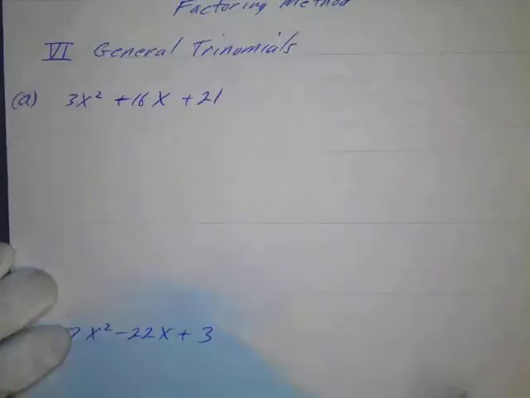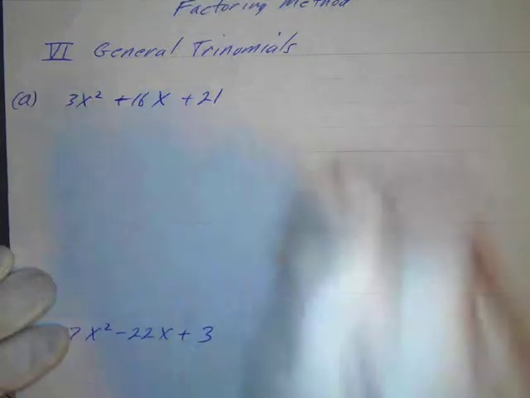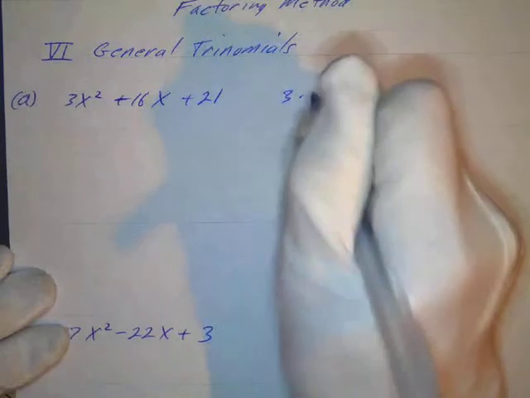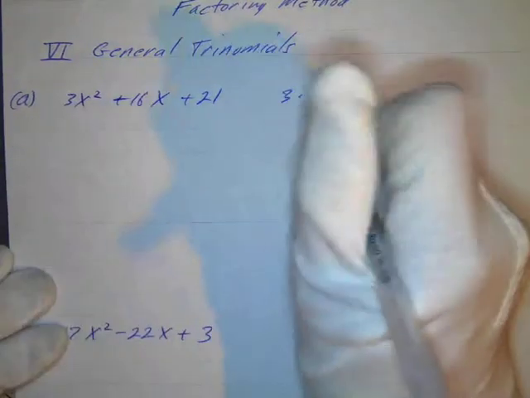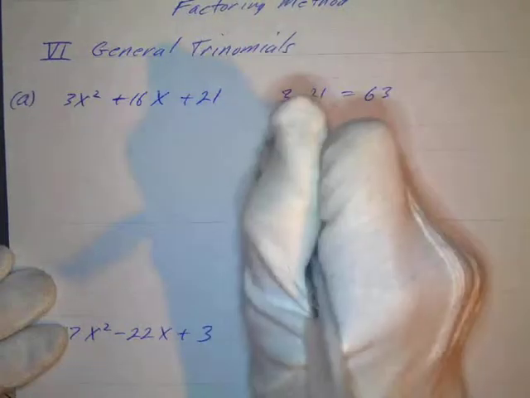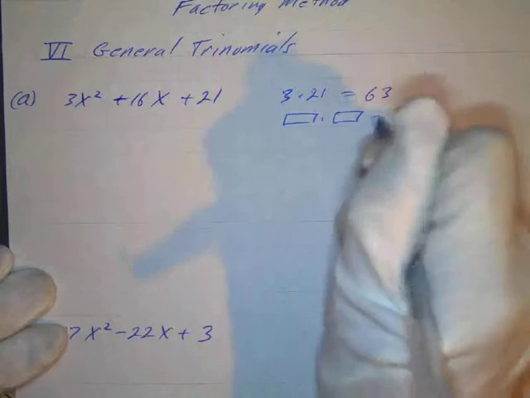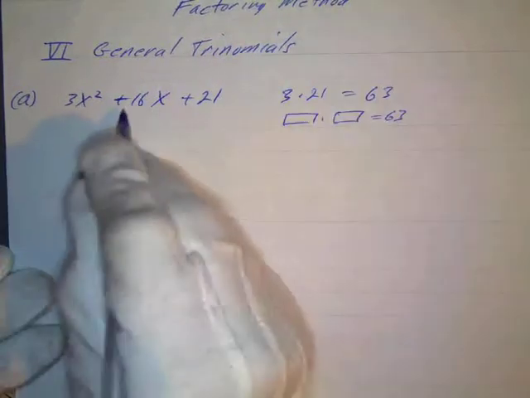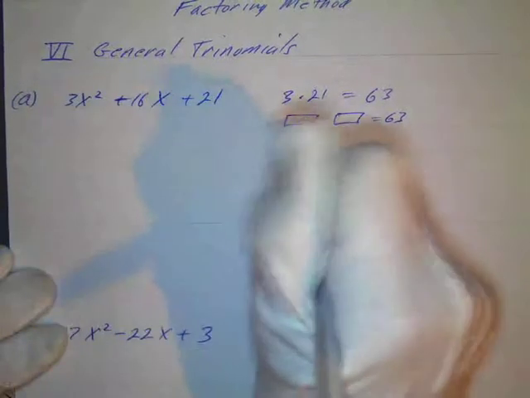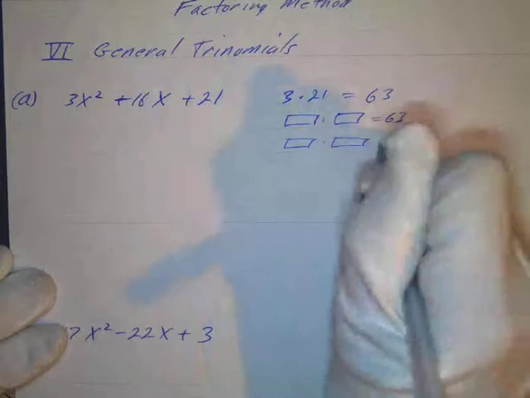So first of all, in this method, we just multiply the first number times the third number, just the numbers. 3 times 21. That's the leading coefficient and the constant term. And we get 63. So what we're looking for is two numbers that multiply to give 63, and they have to add up to be the same as this middle number, 16x. So we're using all three coefficients, anyway, 16.